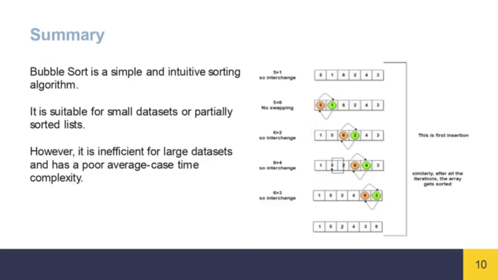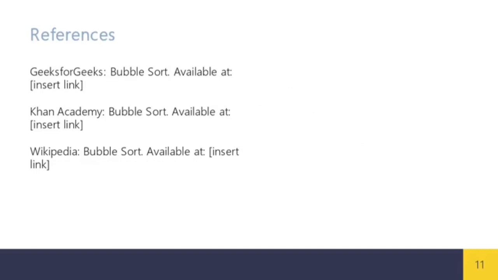Summary. Bubble sort is a simple, intuitive sorting algorithm. It's suitable for small databases or partially sorted lists. However, it is inefficient for large databases and has poor average case performance.